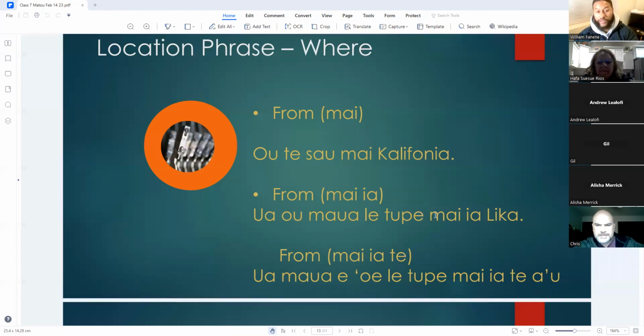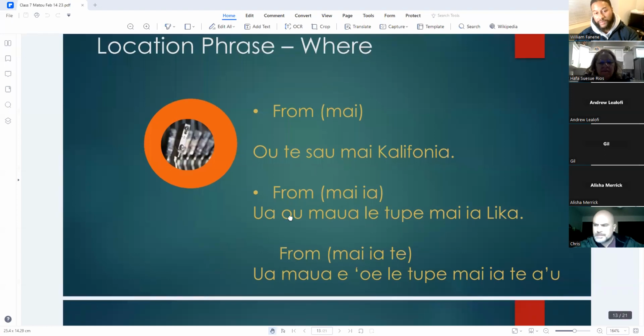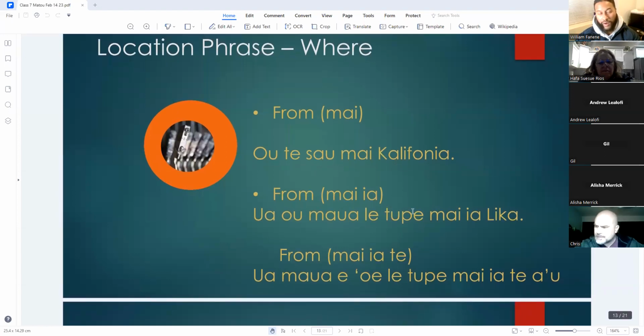Let's just focus on this part because we haven't talked about these types of pronouns. So our preposition is my ya in this case. So from, and then lika. Lika is a name. Yeah, my ya lika. Over here we have my California.